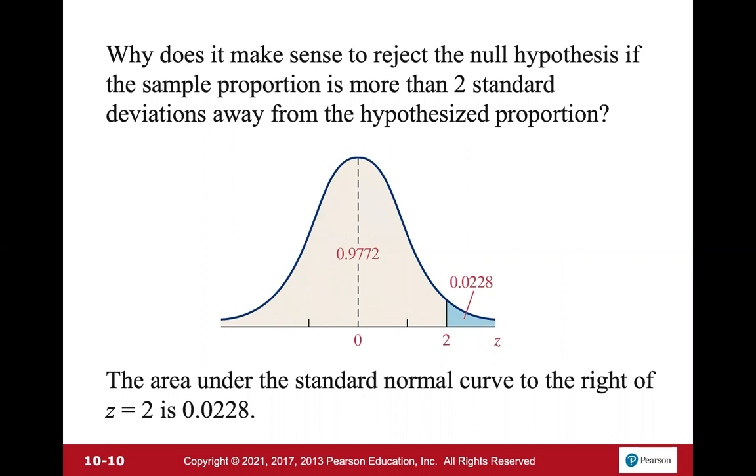So remember, our goal was to reject the null hypothesis and accept the alternative. So we're rejecting that null hypothesis. And let's see, the area under the standard normal curve to the right of z equaling 2 is 0.228. And that's it.